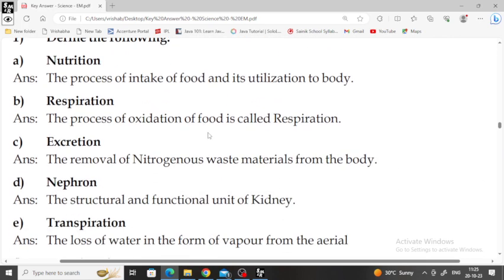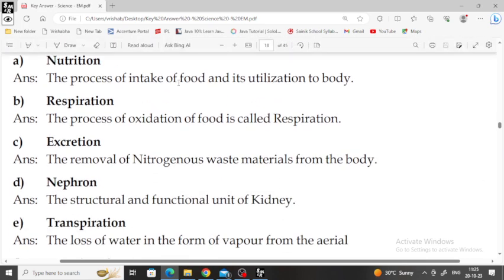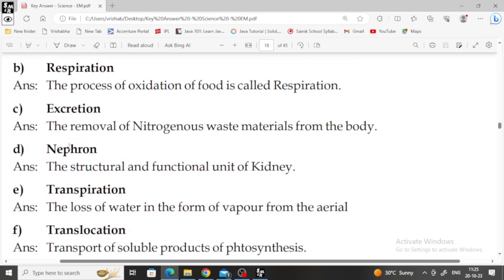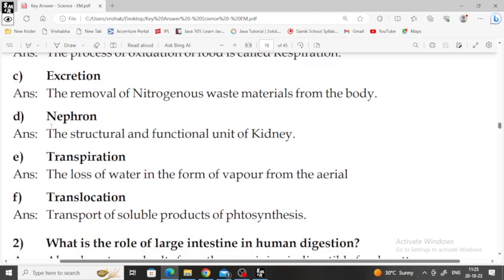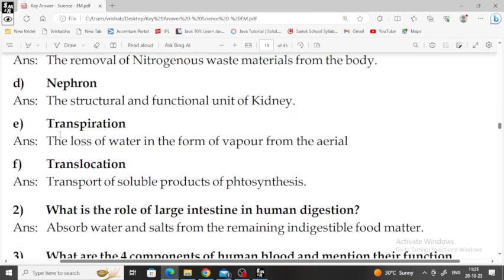Then define the following: Nutrition, the process of intake of food and its utilization by the body is called nutrition. Then respiration, the process of oxidation of food is called respiration. Then excretion, the removal of nitrogenous waste materials from the body is called excretion. Nephron, the structural and functional unit of kidney, is called a nephron.